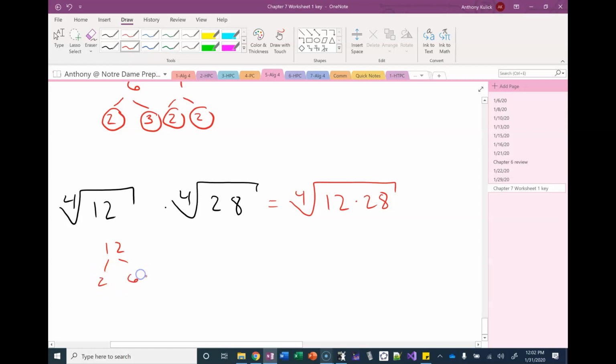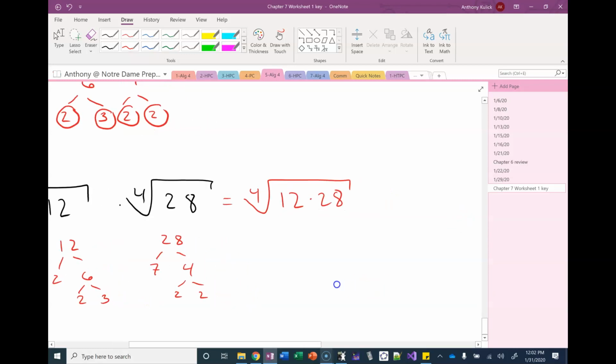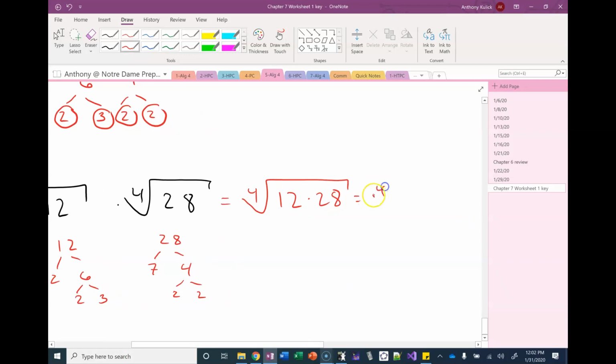6 and 2. Okay. Is 2 prime? Okay. Is 6 prime? No. Okay. And then we'll do the same thing for 28. Okay, 7 and 4. Is 7 prime? Okay, 4 is 2 and 2. Okay, so we can write this as the 4th root of 2 squared.